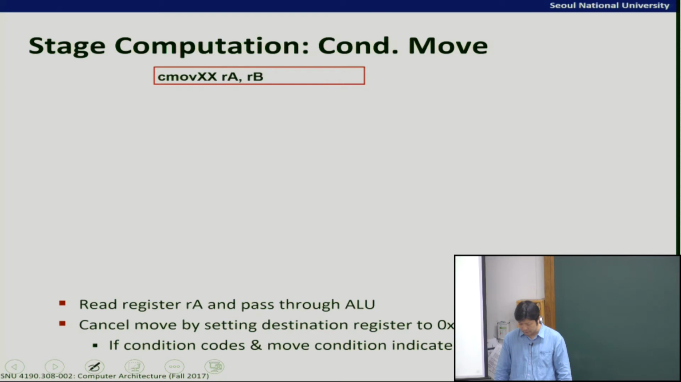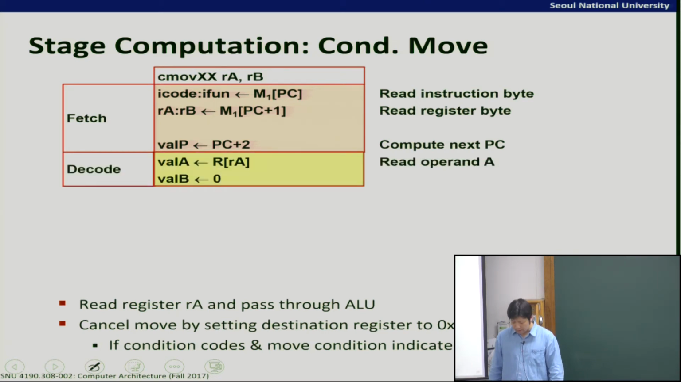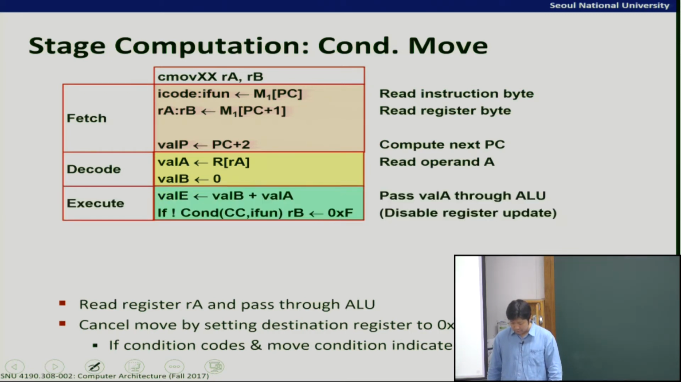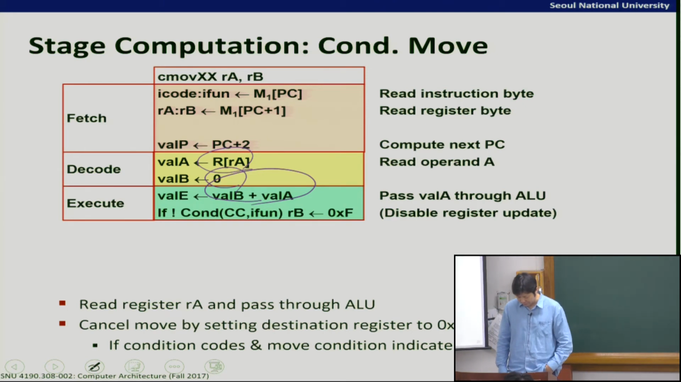Let's see here how the stage computation works. In the fetch stage, again, we read the instruction byte, read the opcode and register specifiers, and also we compute the next PC. And in the decode stage, we read operand A from the register file. And in the execute stage, we first compute the value, because the first value is RA, the second value is 0. If you add them, the value will be simply the original register value, right? And also you check the condition.